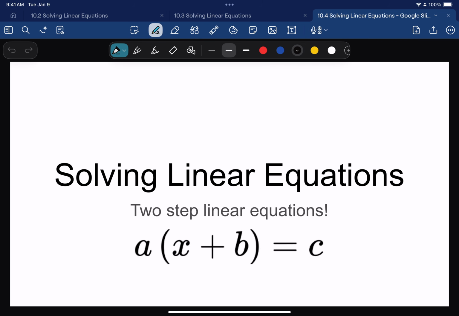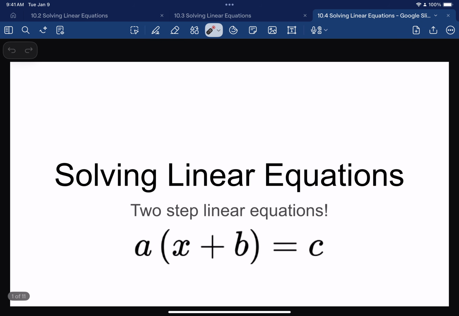We are doing topic 10.4 today. This is the final topic in chapter 10, which is great news. Solving linear equations, two-step equations that look like this: a, which is a number, bracket, variable x plus b, a number, equals c.